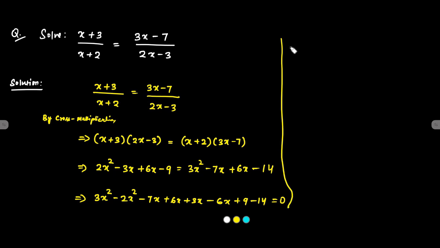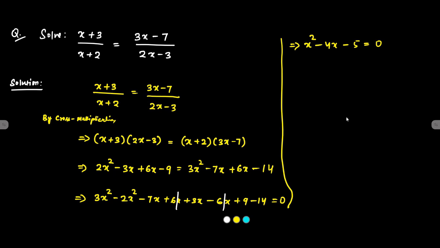That implies 3x square minus 2x square, that is equal to x square. Then here plus 6x minus 6x gets cancelled, so we have minus 7x plus 3x, that is equal to minus 4x. Minus 4x plus 9 minus 14, that is equal to minus 5. x square minus 4x minus 5 is equal to 0.